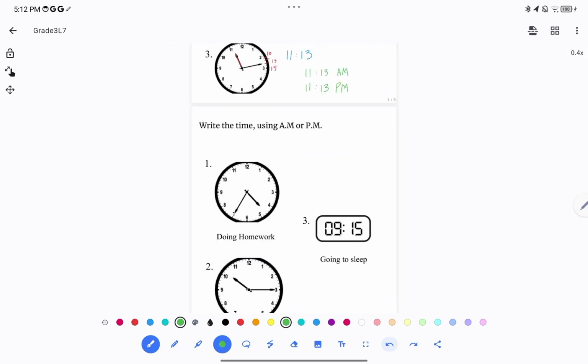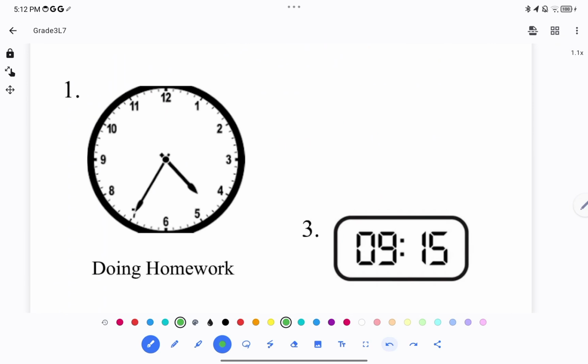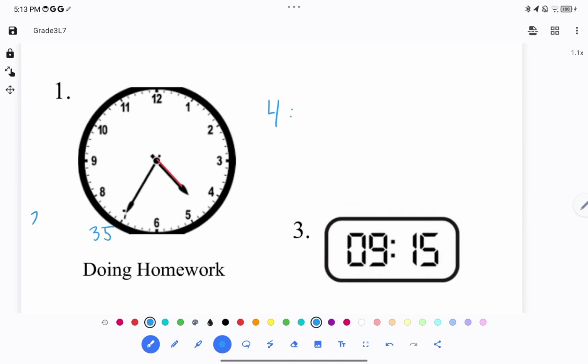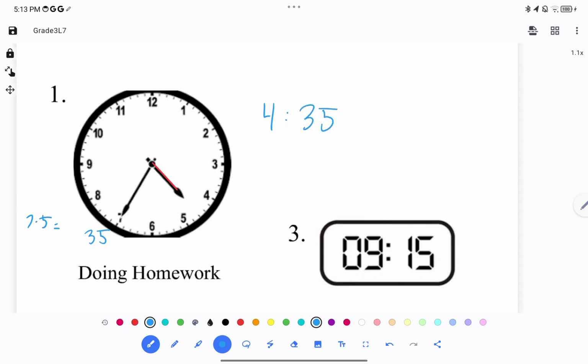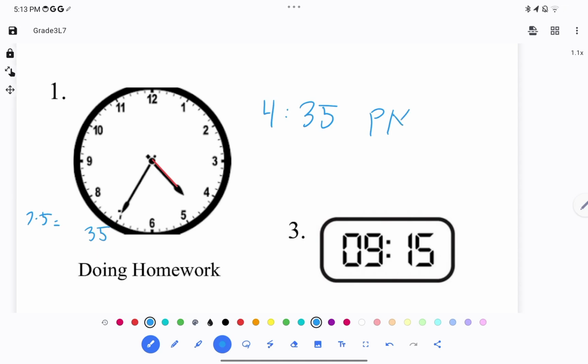Write the time using either AM or PM. Doing homework. Usually you do homework after you come back from school, which is after around 3 o'clock in the afternoon. So let's read this clock really quickly. The hour hand is pointing between 4 and 5, so we put it as 4, and the minute hand is pointing at 7, which is 7 times 5 equals 35. So it's 4:35 p.m., afternoon, because that's after you come back from school.